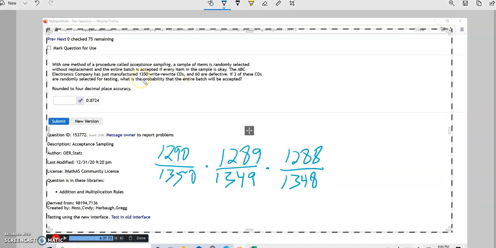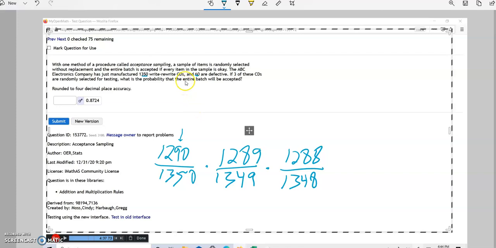Okay, there's sampling. There's 1,350 CDs total, and 60 of them are defective. If 3 of these are randomly selected, what is the probability that the entire batch will be accepted? In other words, what's the probability that all 3 will be good to go, not defective? Well, if 1350 total and 60 are defective, then take 1350 minus 60, 1290 of them are good, out of 1350.